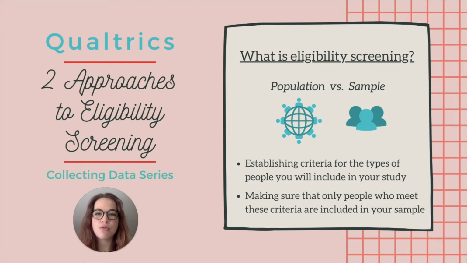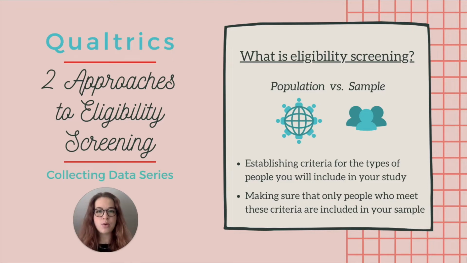Today I'm going to walk you through two approaches for eligibility screening in Qualtrics. First, I wanted to go into a little bit of what is eligibility screening. Eligibility screening is an important component of a lot of surveys where you have specific criteria that you want to meet for your sample population.